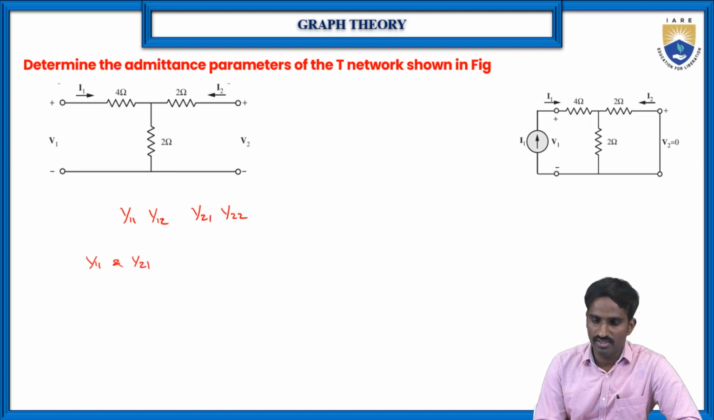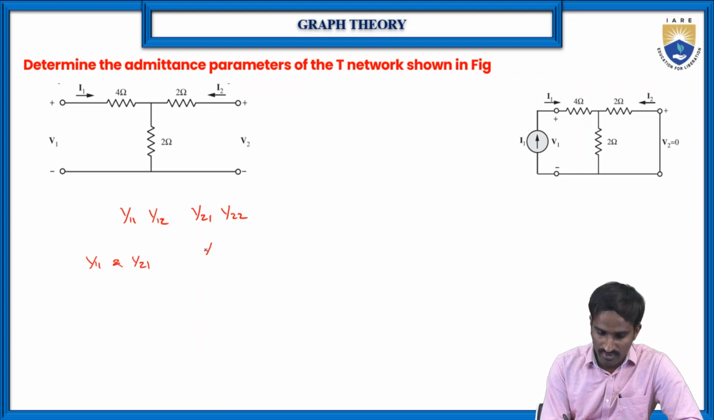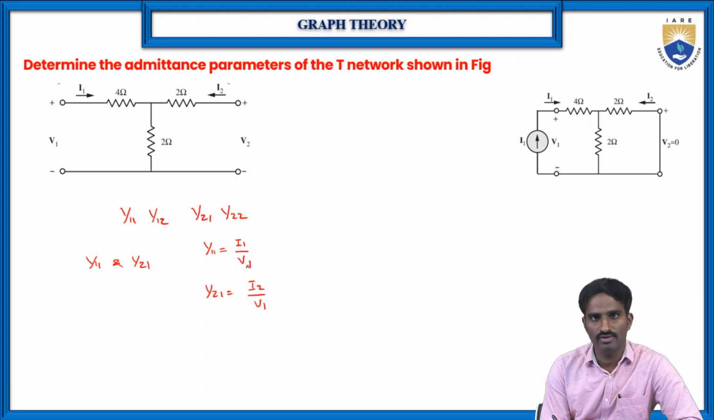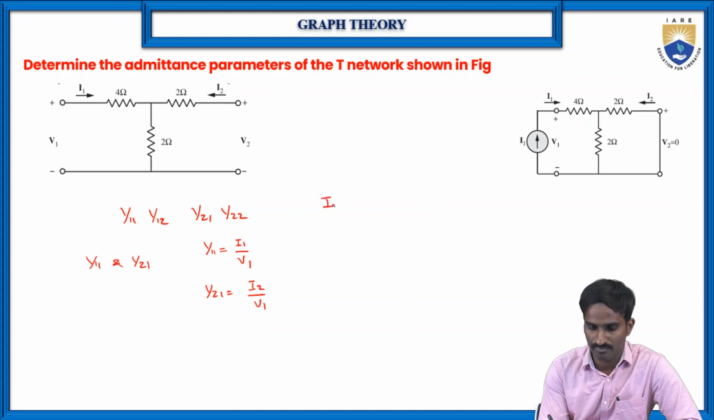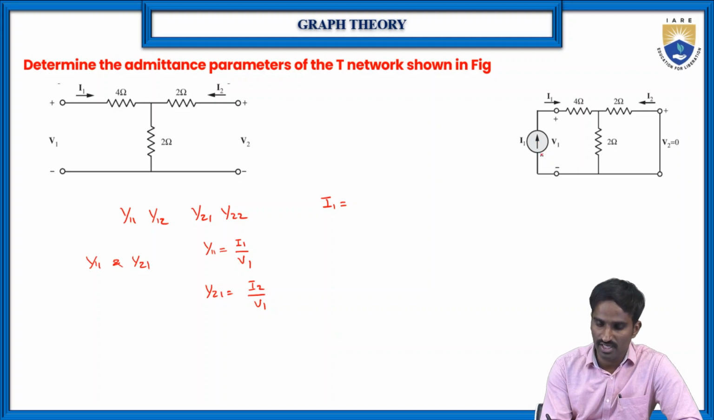To find Y11, as we know, because this is admittance, Y11 is equal to I by V, so I1 by V1. Similarly, Y21 is equal to I2 by V1. Of course, we don't know the value of I1 and V1, so either we should find I1 in terms of V1 or V1 in terms of I1. Then only we can find Y11. For that, let us find I1. The total current I1 is equal to V by R.